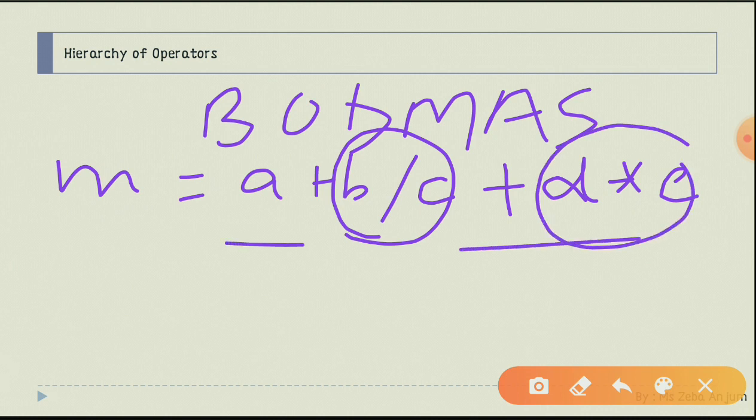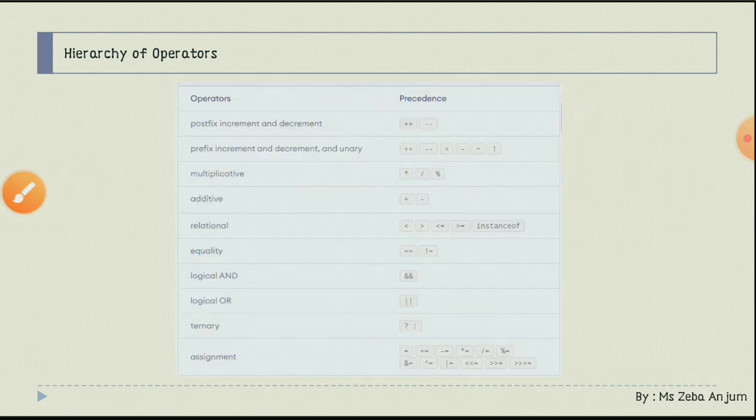But in these Java expressions actually we have some hierarchy of operators, because we have also included some of your relational operators as well as some of your logical operators with the same. So please see over here.